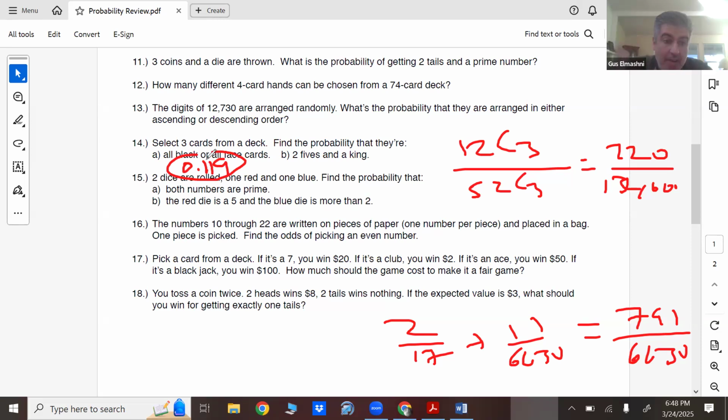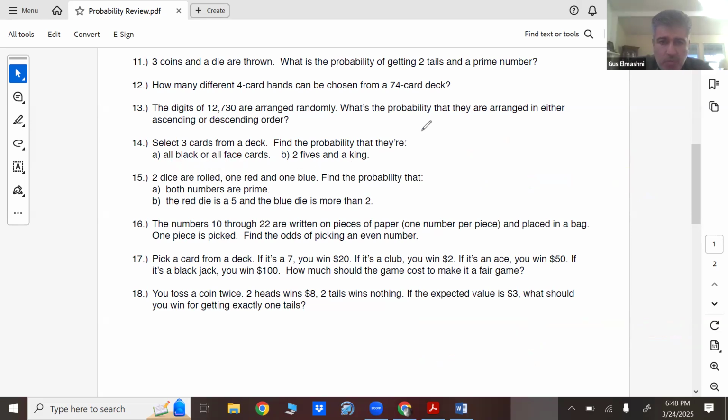Yeah, so because you have to add it. You've got to make sure you add, because it's one or the other. And it has to happen both at the same time. Let's get 2 5s. So there's 4 5s, so 4C2 times 4C1.